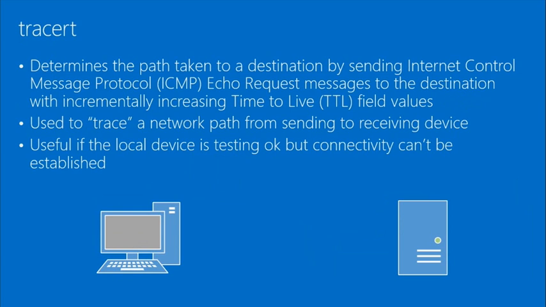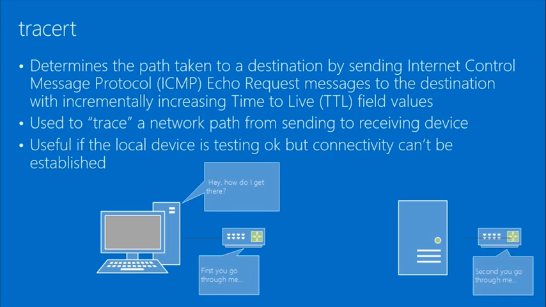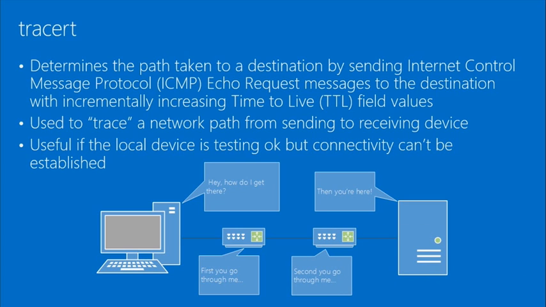Tracert. Tracert allows you to determine the path taken to a destination by sending an ICMP echo request message to the destination and incrementally increasing time to live field values. Time to live is basically hops in the packet. It's used to trace a network path, and it's useful if the local device is testing okay, but you're not sure the route is correct. So basically the client says, hey, how do I get there? It sends a message, and then you see as you hit each device, it forwards it to the next device. And you basically get a path from your source to your destination.